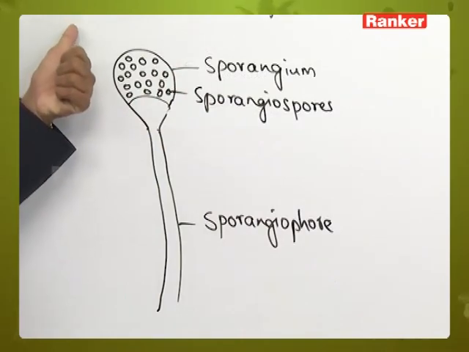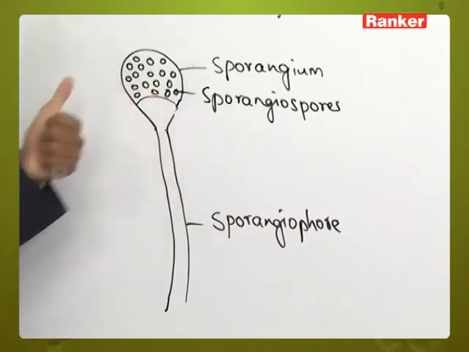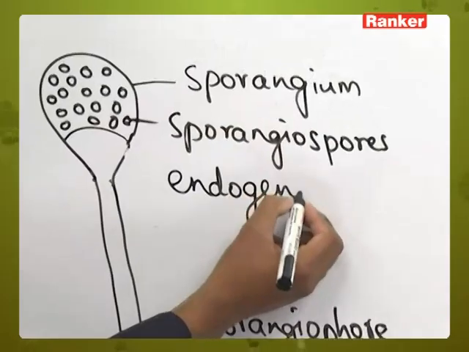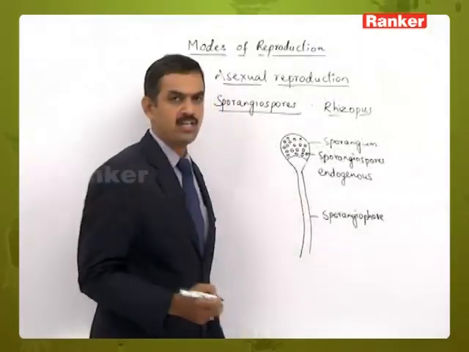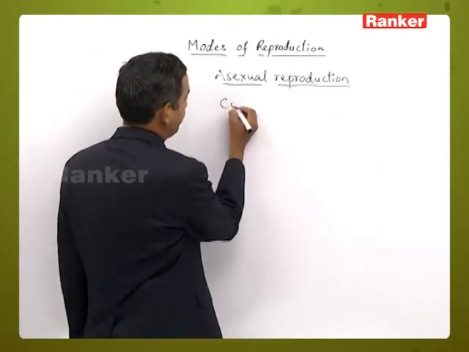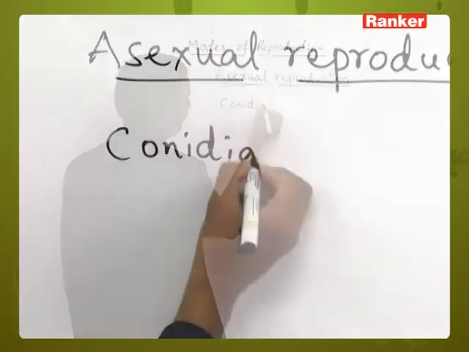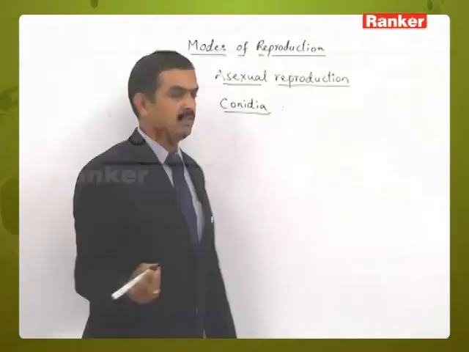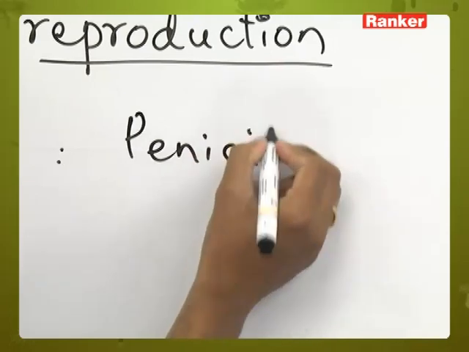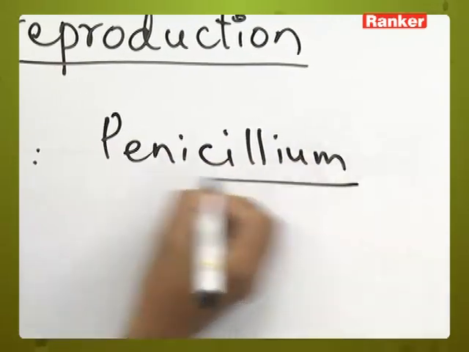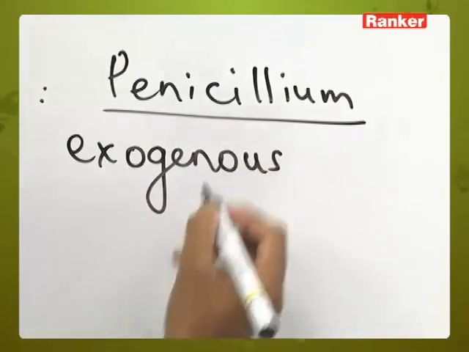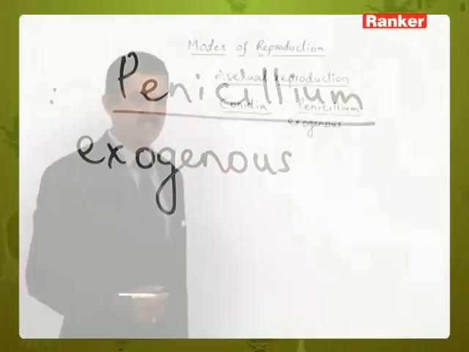Here, as the sporangiospores are formed inside the sporangium, these are endogenous in their origin. Okay, next one is conidia. Conidia are the spores which are formed in Penicillium. Here, these are exogenously formed, that is, they are formed outside. So these are called as exogenous in their origin.